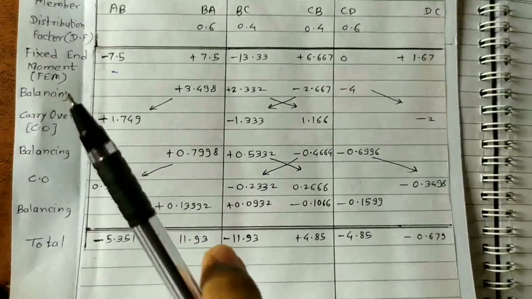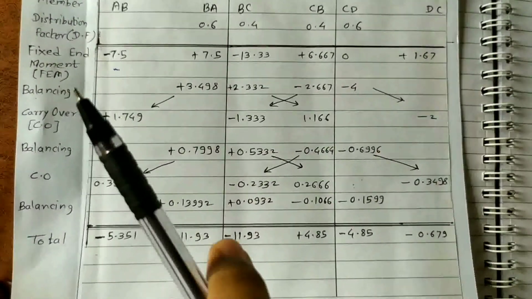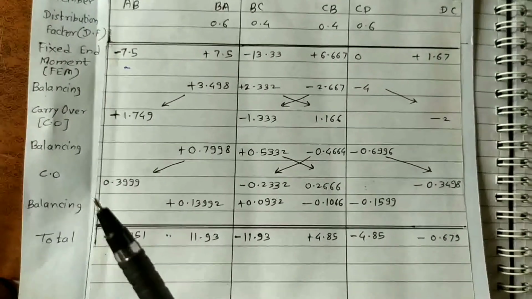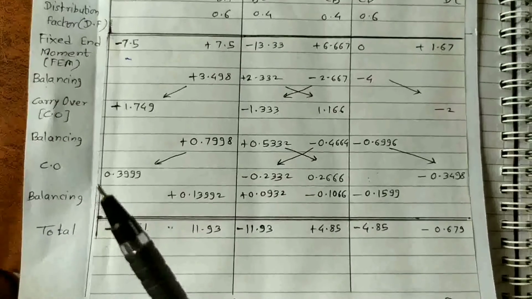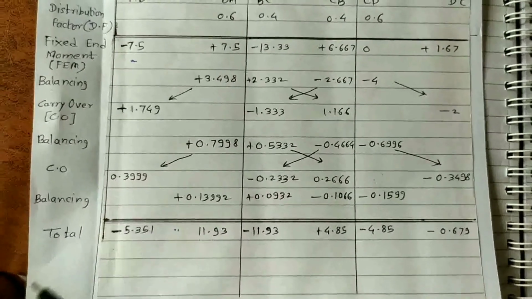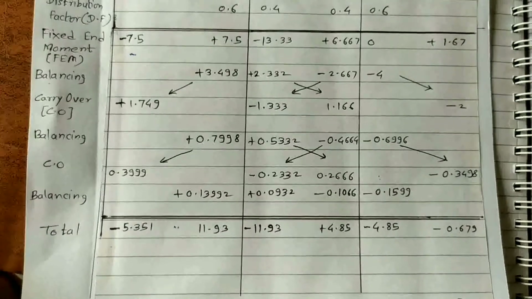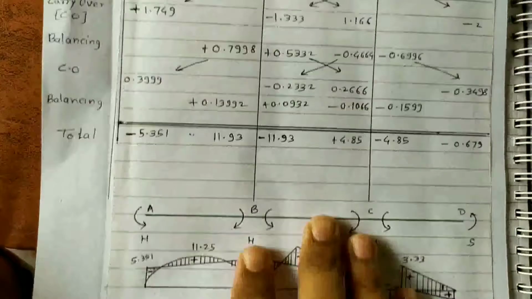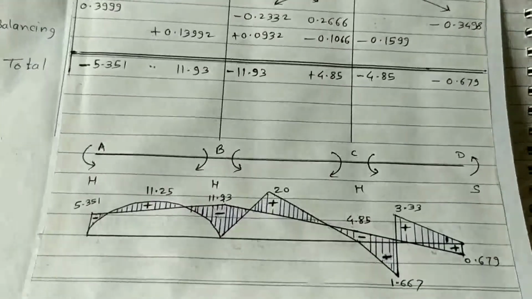Another thing is, here we have done 3 iterations of balancing, so we have done balancing 3 times, so after 2 to 3 iterations you can stop the solution. But remember, for such type of example we have to stop after the balancing stage only. Okay, next we'll go for drawing a bending moment diagram.